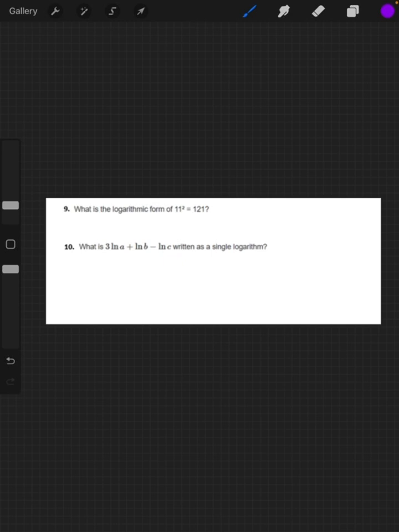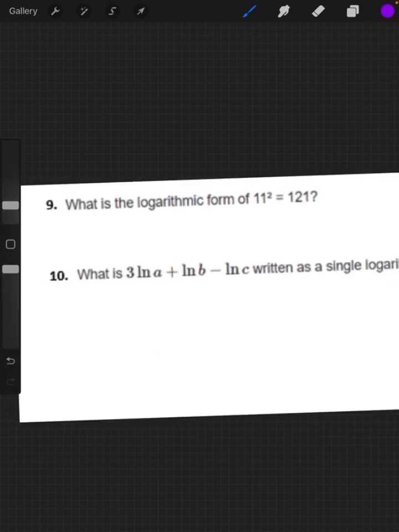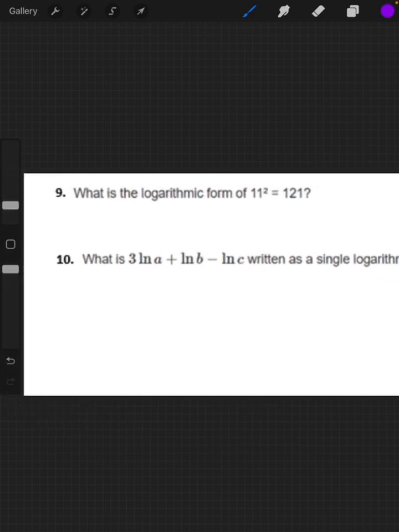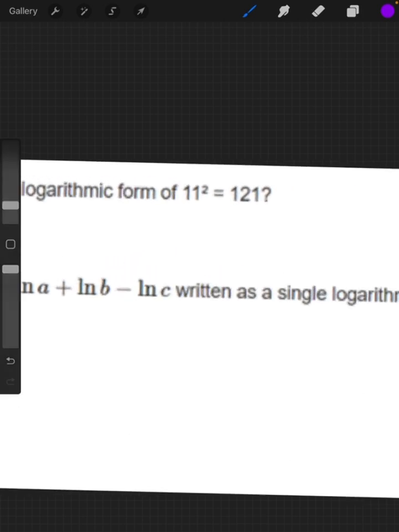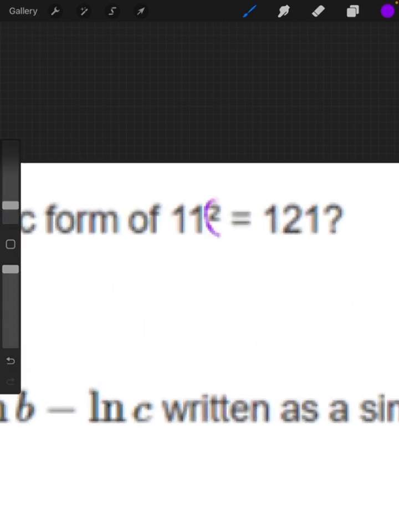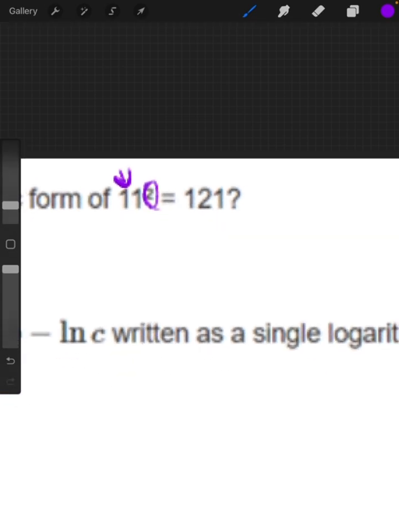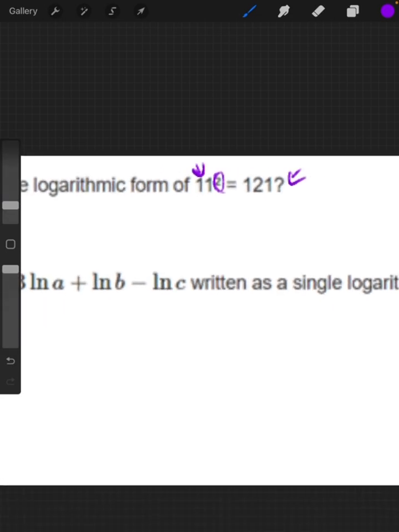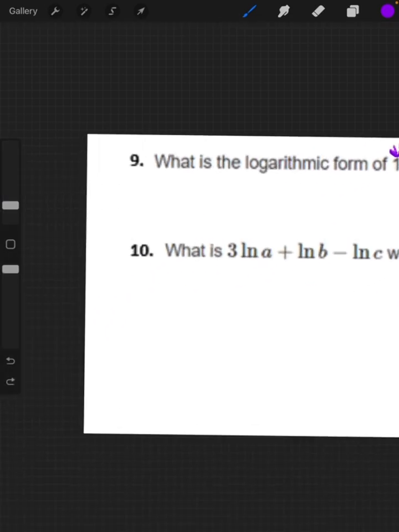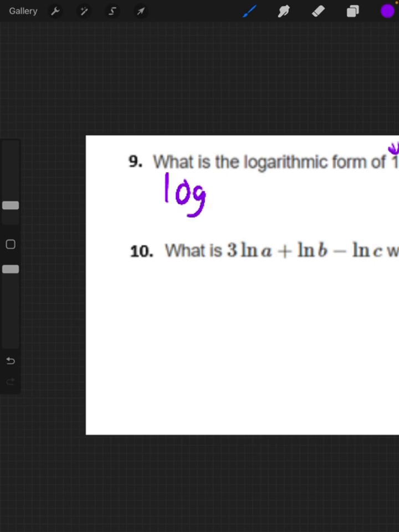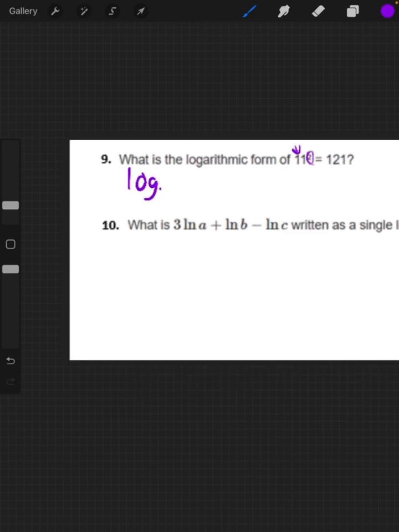Okay. First one, what's the logarithmic form of 11 squared equals 121? So, the log form, usually this number would be the base, this would be what it's equal to, and so the log would be log base 11 of 121 equals 2.